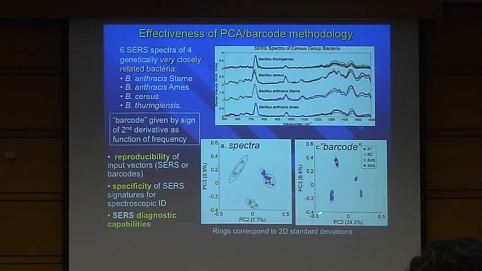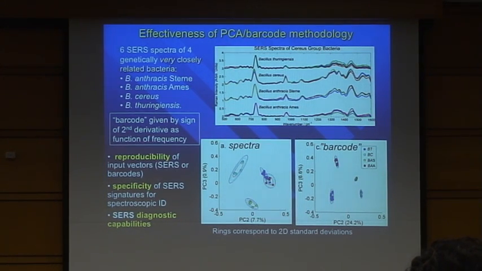And here I'm showing you a principal component analysis plot, just a 2D plot. But just do the normal thing. This is the cluster picture I get by just taking the normal input vectors of spectra. The tightness of these clusters tells you something about the reproducibility of the vectors. And of course, the distance between the centers of these clusters tells you about specificity.